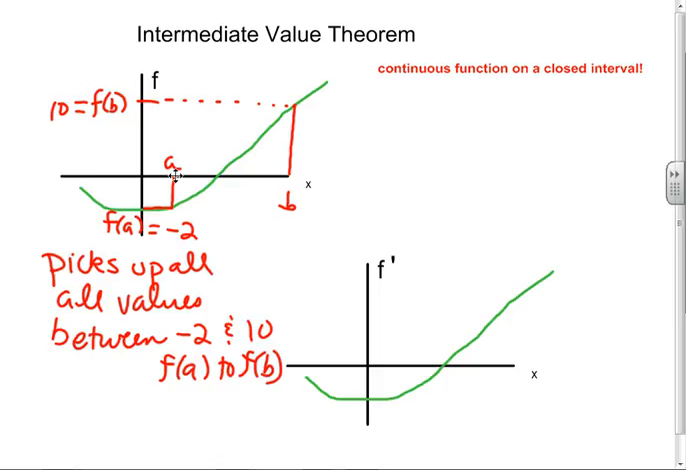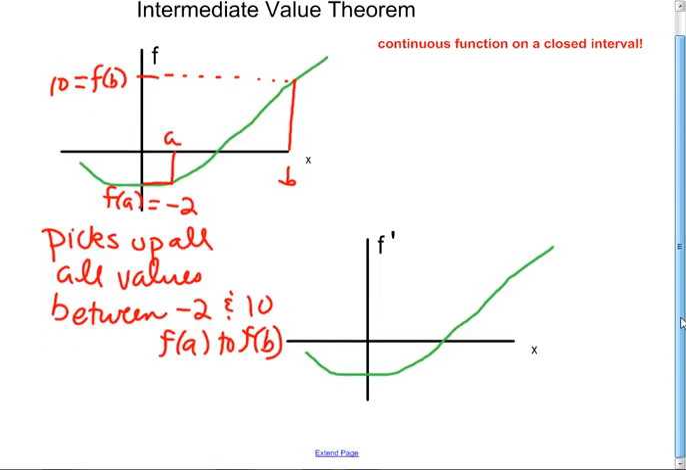But they'll give you a closed interval, and all you have to do is evaluate your function at the two endpoints, and it will say, show that the function goes through 5, for instance. And you'd find that f of one endpoint was -2, f of the other endpoint is 10, and it just picks up that value in between them.